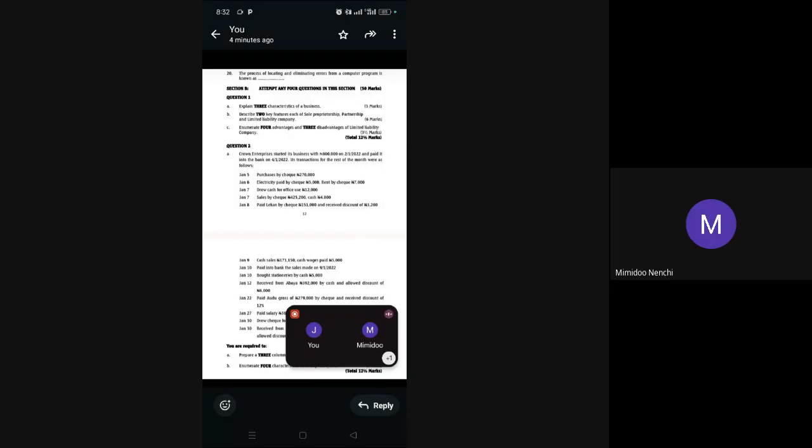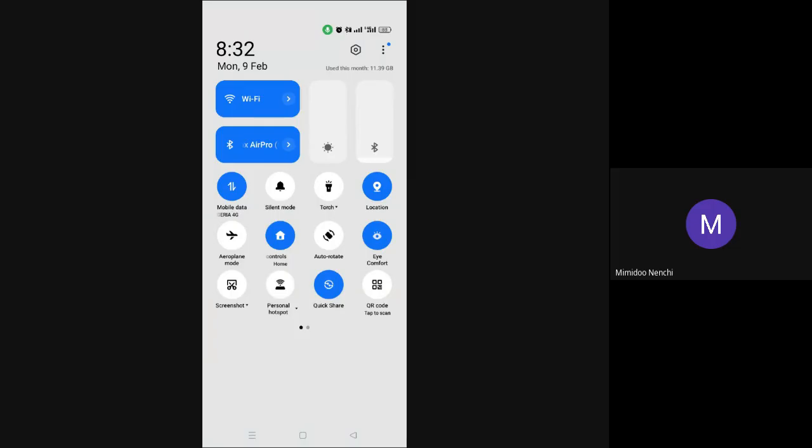7th, drew cash for office use 12,000. 7th, sales by check 425,200. Cash 48. 8th, paid Lacom by check 151,000 and received discounts for 32. 9th, cash sales 171,000.